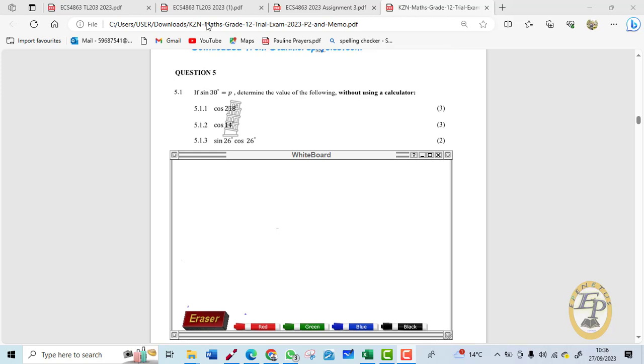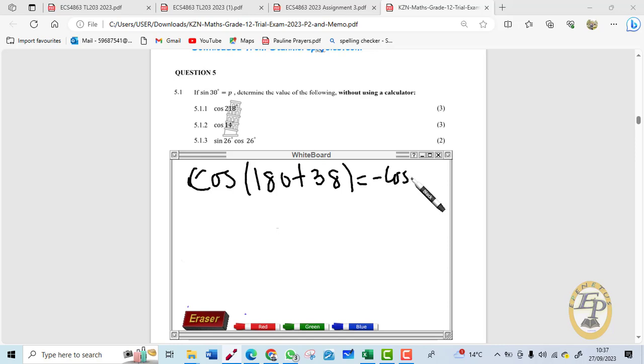You can see that we're given sine 38 is p. So they want you to find cos 218. Now you have to understand the relationship between these numbers. So when I look at these numbers, I can say cos 218 can be written as cos 180 plus 38, which is negative cos 38.